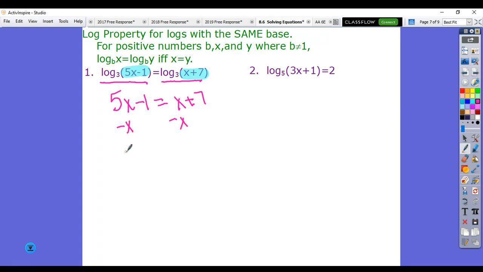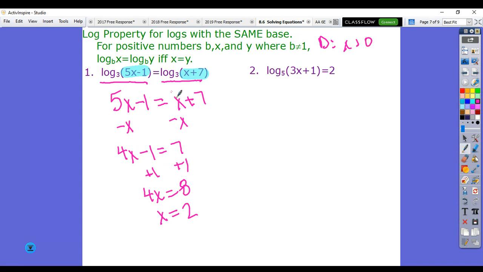So we're going to get the x's on the same side by subtracting x from both sides. Add 1, and x equals 2. The one thing that you have to be careful of with logs is that you have to take the log of positive numbers. The domain for logs has to be greater than 0. Not this part of it, but what you take the log of has to be part of it.